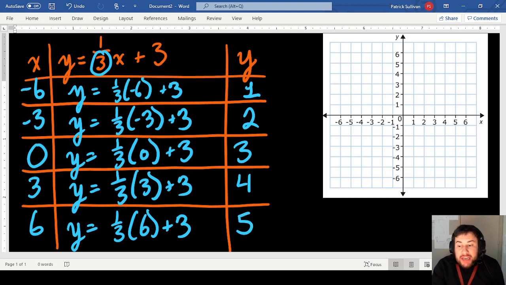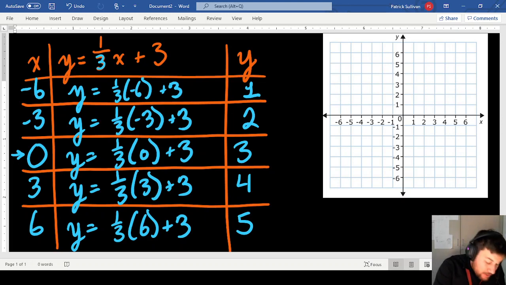Again, so to recap, when you have a fraction as your coefficient, and in this case, my coefficient is 1/3 and 1/3 is a fraction, you are using the multiples of the denominator. So in this case, 3. I always use 0. This input of 0, you always want to use 0 because it's very easy to compute. And it helps ensure that you have both negative x values and positive x values.